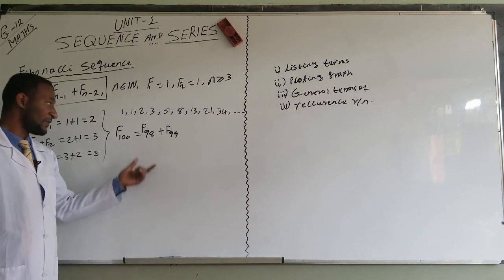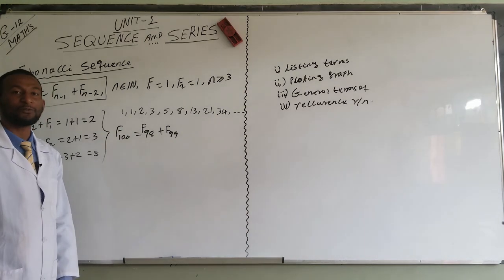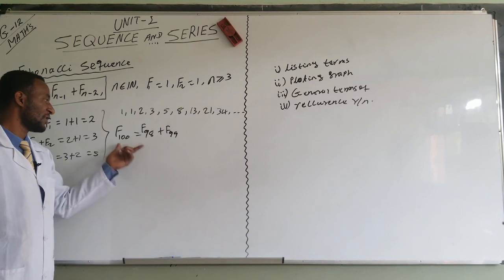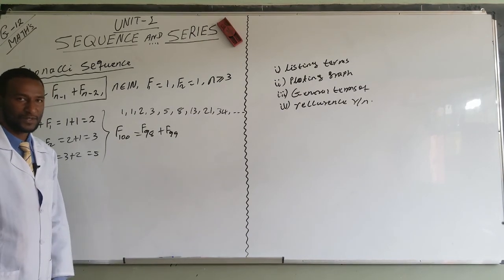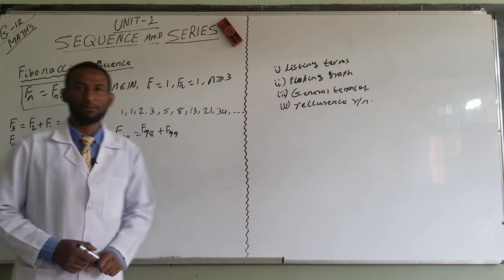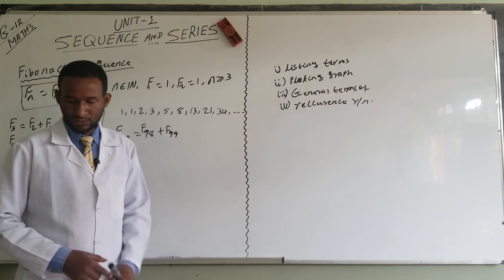Therefore, to simplify such a problem, we have to find the general term, or general formula, for this Fibonacci sequence. Let us see how we can find the general term of the Fibonacci sequence.